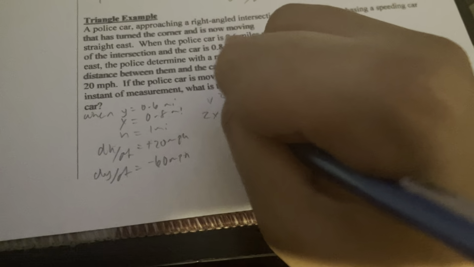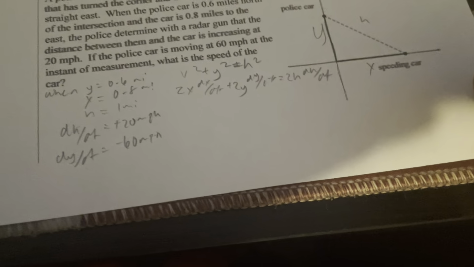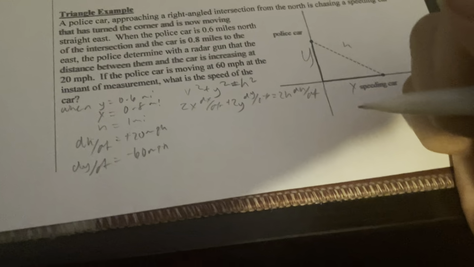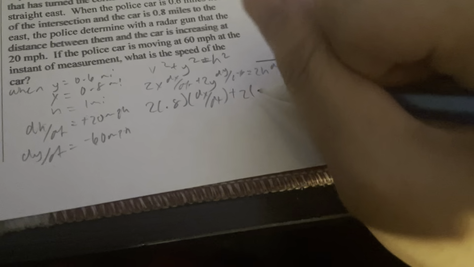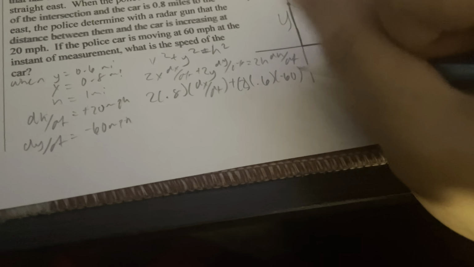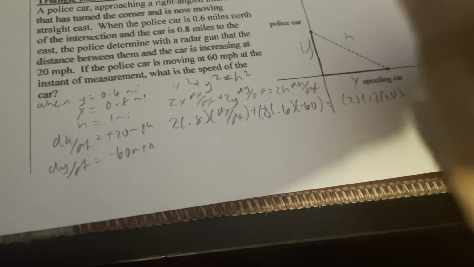Derivative: 2x dx/dt plus 2y dy/dt equals 2h dh/dt. And at this point we just plug in all the values that they gave us. So 2 times 0.8, we don't have dx/dt, plus 2 times 0.6 times negative 60 equals 2 times 1 times 20.